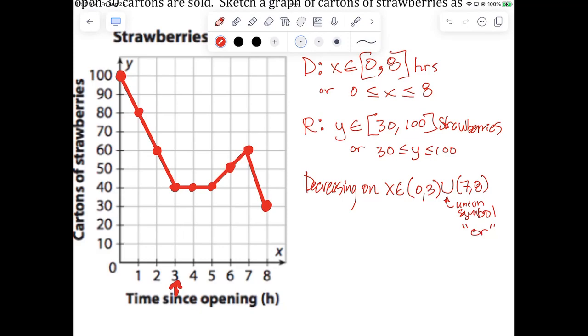Go ahead and write where it's increasing. It's increasing on the interval x ∈ 5 to 7 hours. If you want to put units, you can as well. From 5 to 7. And then the last little bit where it doesn't change, guess what we call that activity? It's not increasing, it's not decreasing, it is staying the same, or as we'll call it, constant. It's constant on the interval from 3 to 5.